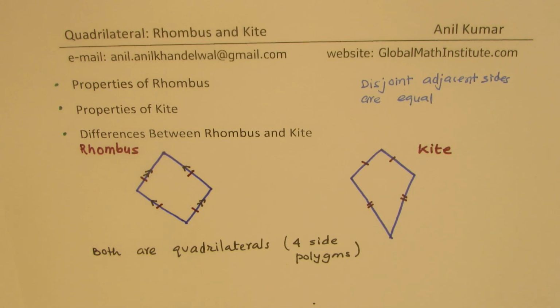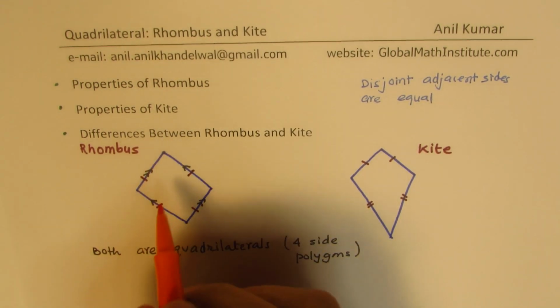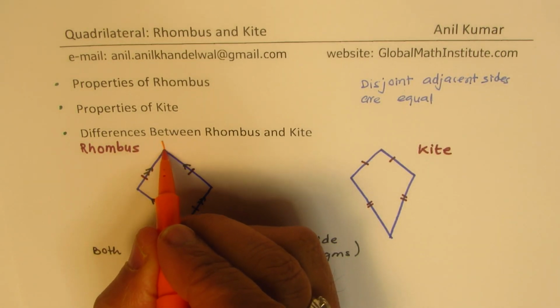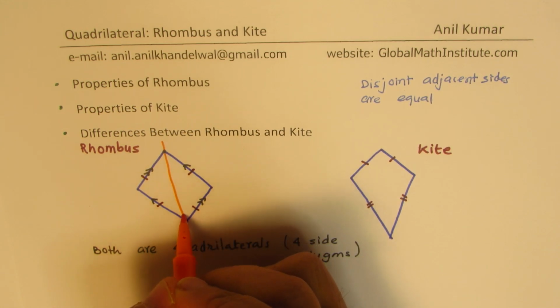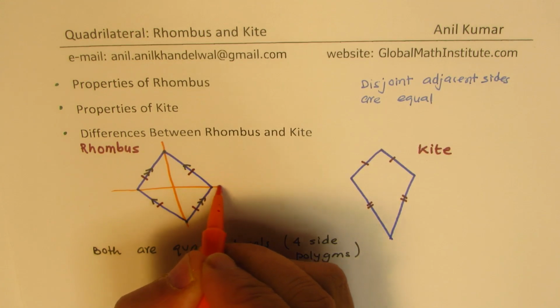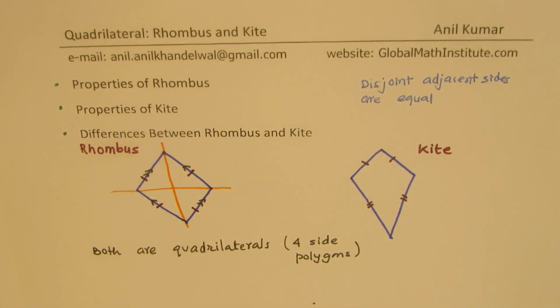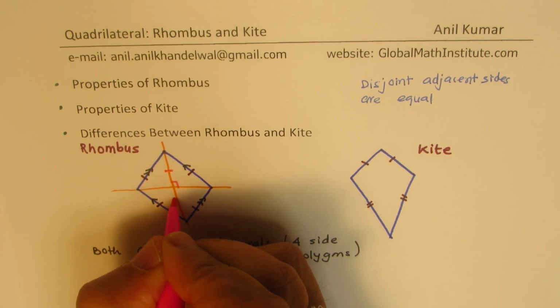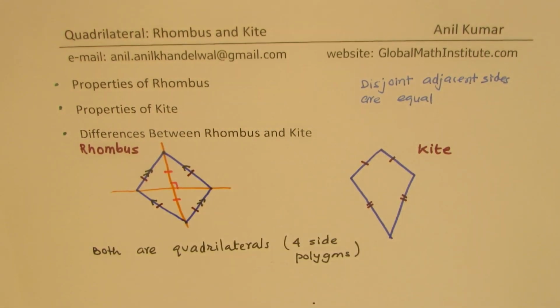So in a rhombus, what you notice is that we have four equal sides, and that basically means that if I draw a diagonal, then these diagonals will bisect in such a way that these sides are equal. Okay. So they actually bisect one another.